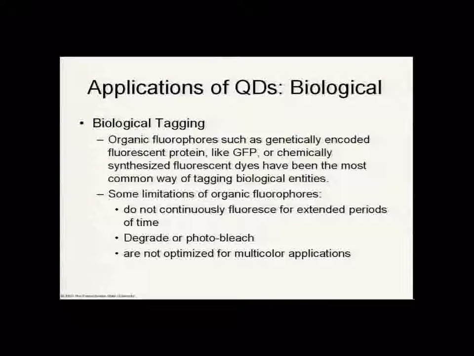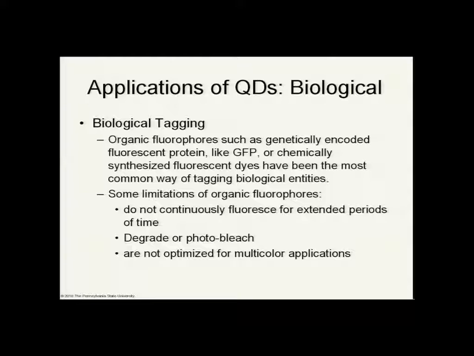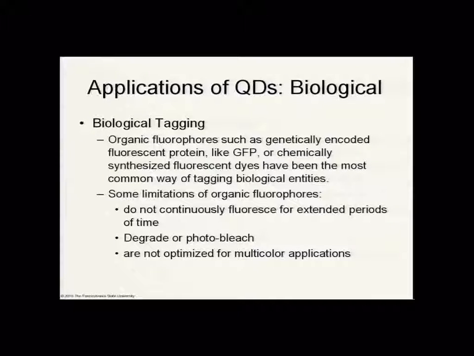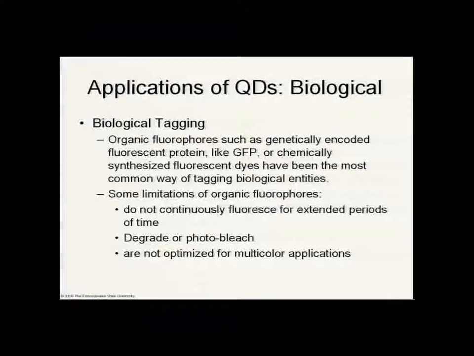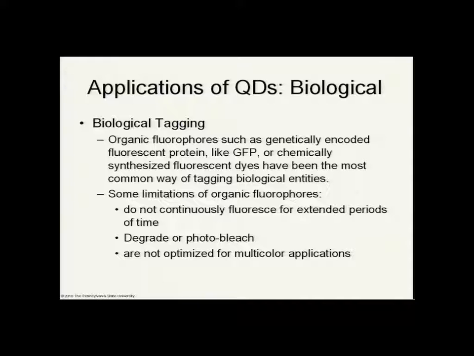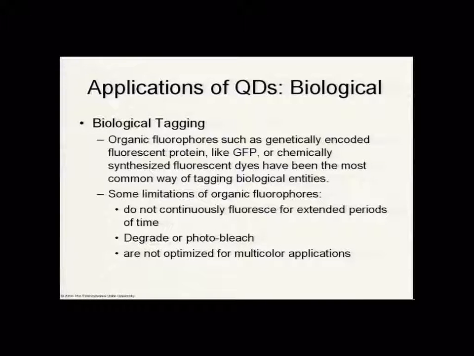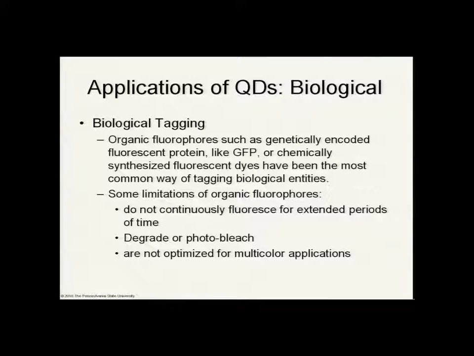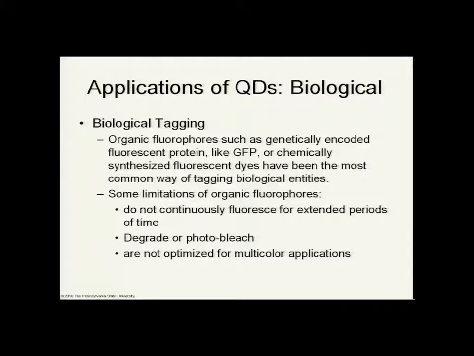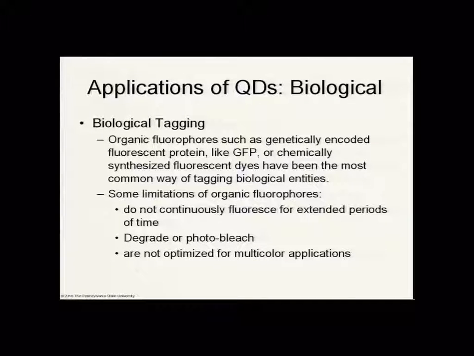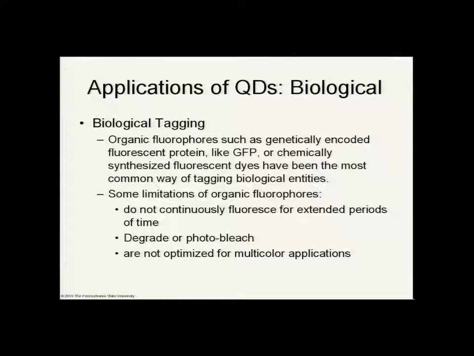For example, in biological tagging, organic fluorophores such as genetically encoded fluorescent proteins like GFP or chemically synthesized fluorescent dyes have been the most common way of tagging biological entities. But there are some limitations of organic fluorophores. First of all, they do not continuously fluoresce for extended periods of time. Secondly, they often degrade or photobleach. And lastly, they're not optimized for multicolor applications.